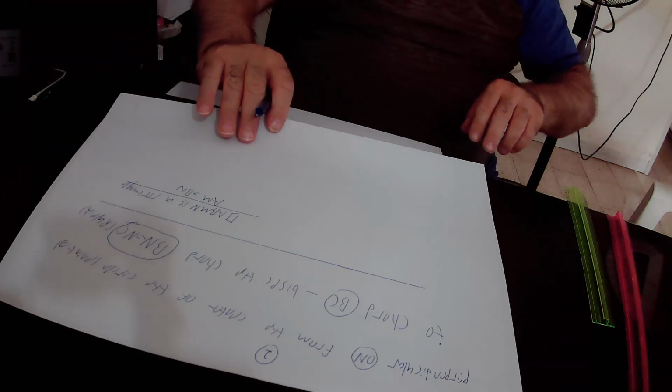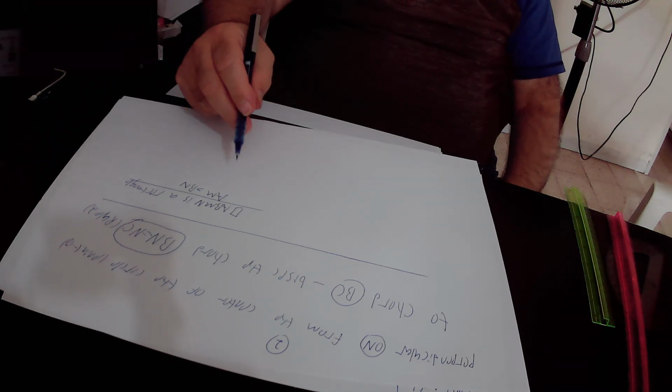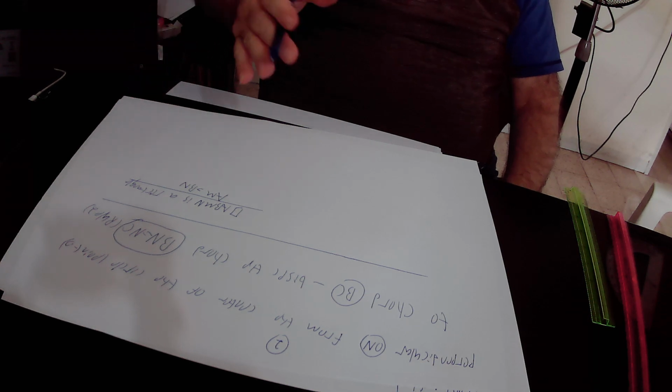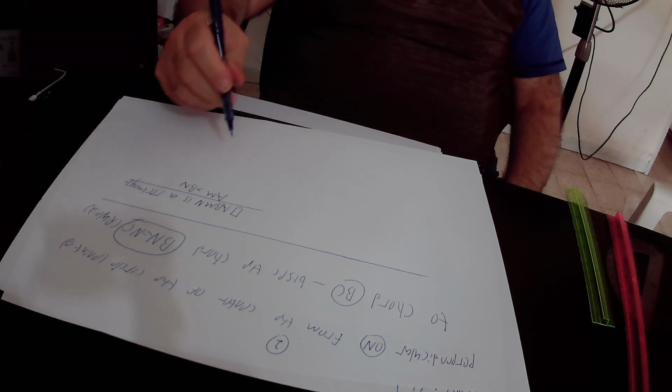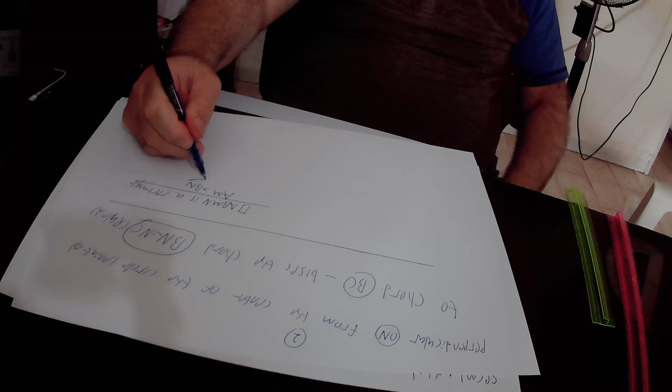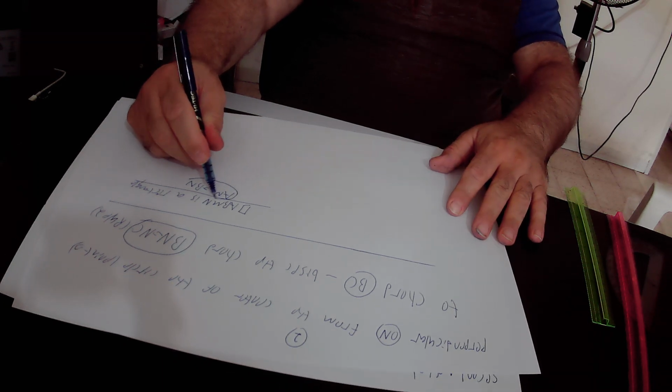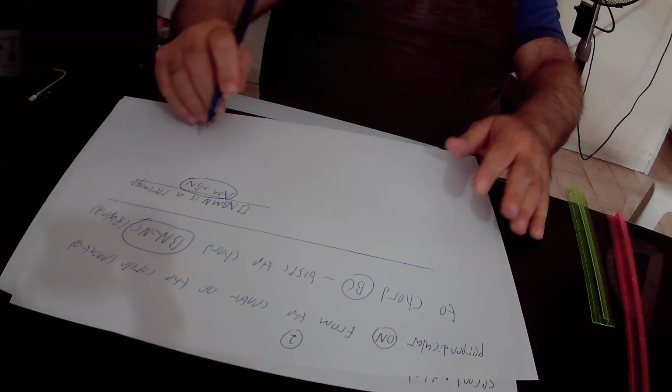I'll repeat again. Quadrilateral ABMN is a rectangle because it has 4 right angles. And according to the rule that the opposite sides of a rectangle are equal to each other, we get that AM equals BN.